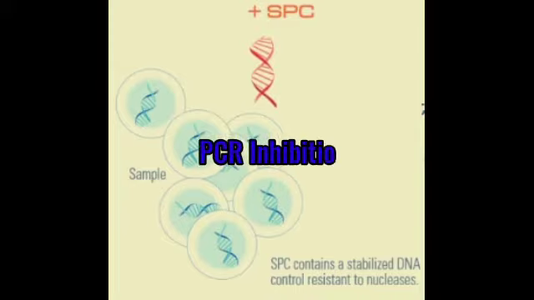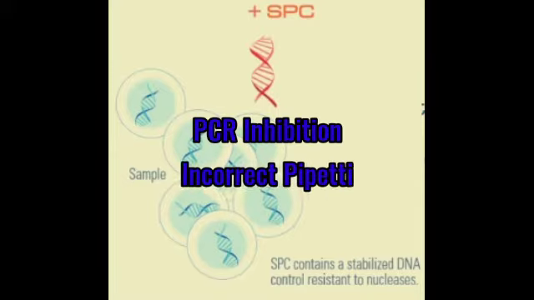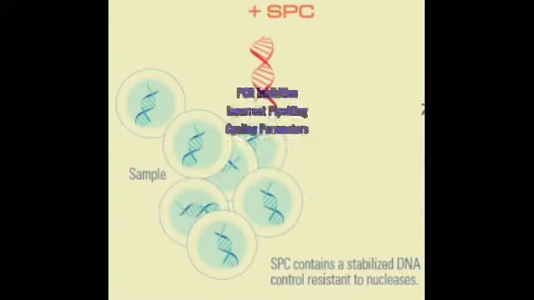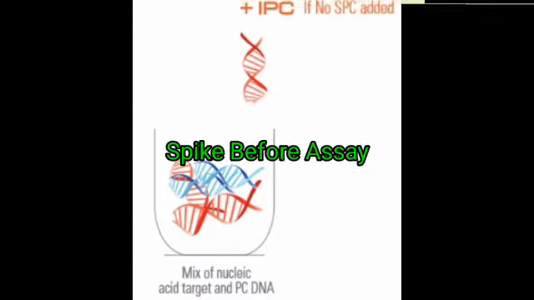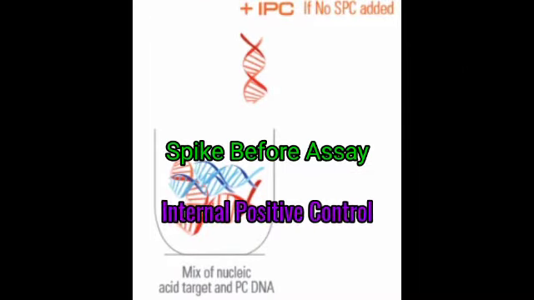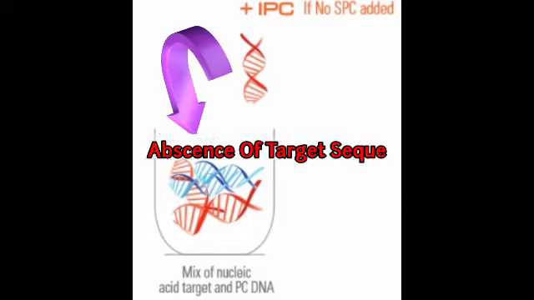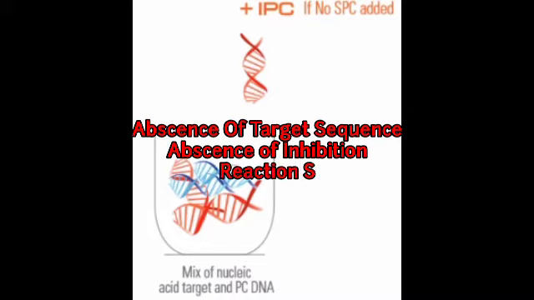PCR inhibition, incorrect pipetting or cycling parameters will be taken care of by these controls. The second one is spike before qPCR assays. This is an internal positive control and is spiked into the samples before the qPCR assay to confirm the absence of target sequence inhibition or a reaction setup or cycling error.